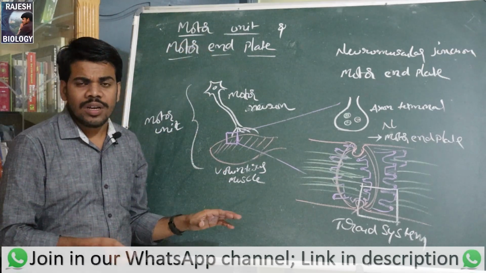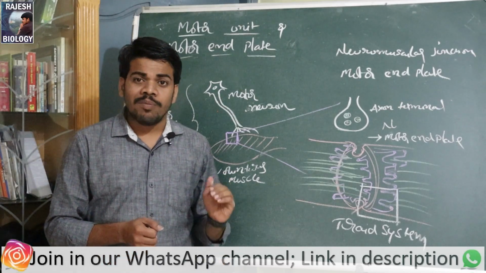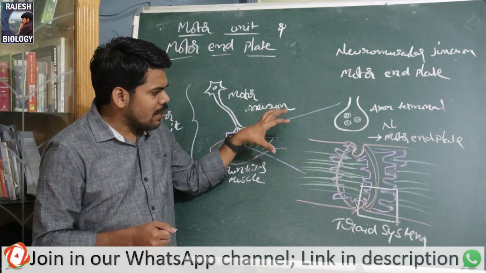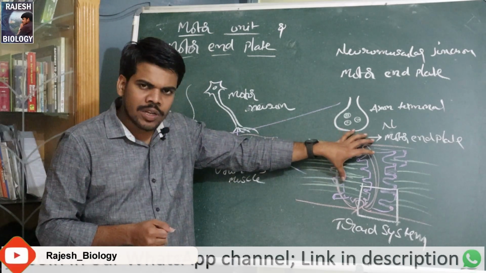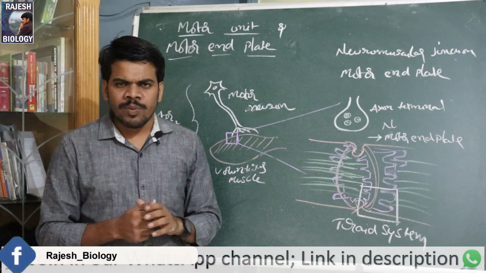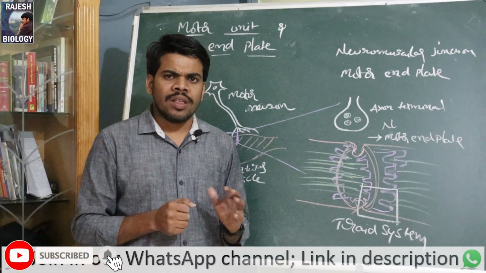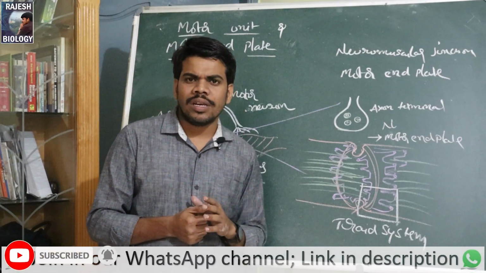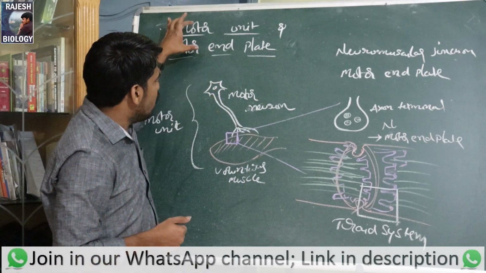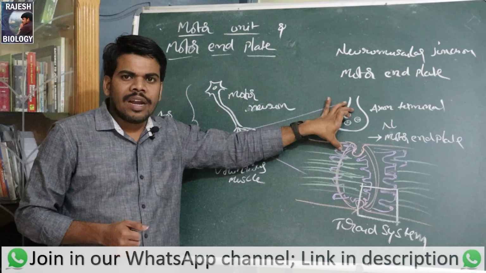Why this is very important to discuss here is that in the next video we are going to discuss muscle contraction, the sliding filament theory. Without some idea about the motor unit, the neuromuscular junction and the triad system, it is difficult to understand the sliding filament theory: from where the signals reach the muscle, from where the calcium ions are released, and how. It becomes somewhat confusing. So first you have to know about the triad system, motor neuron, motor unit and motor end plate.